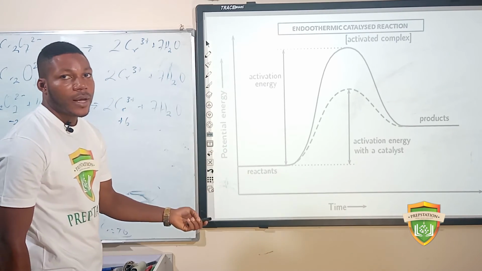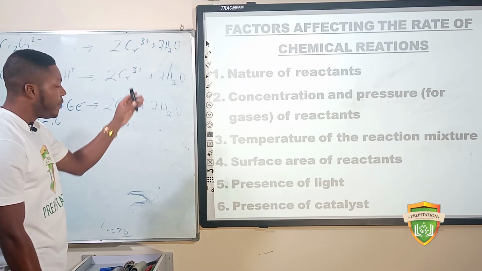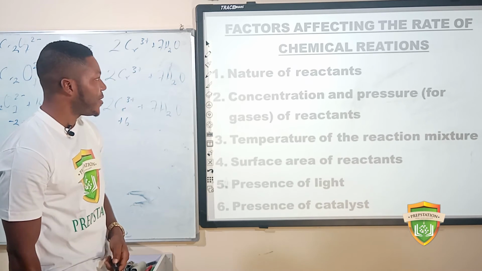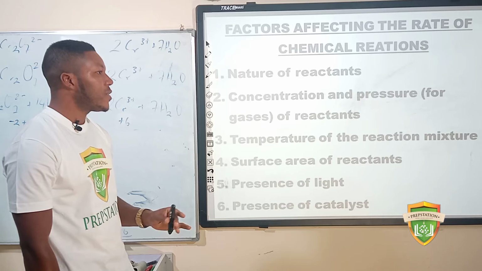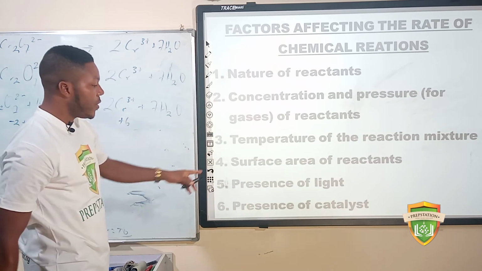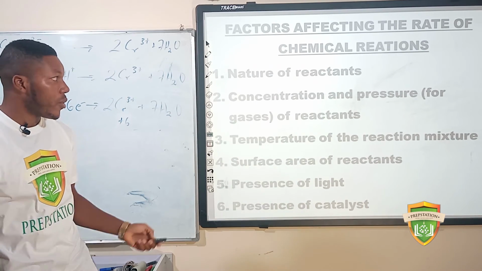Differentiate between endothermic and exothermic reaction. Okay, these are the factors that affect chemical reactions: nature of the reactant, concentration and pressure if gaseous, temperature of the reaction mixture, surface area of the reactant, presence of light, presence of catalyst. I will discuss the major ones: concentration, temperature, and surface area. Those are the major three keys that JAMB normally picks their questions from.